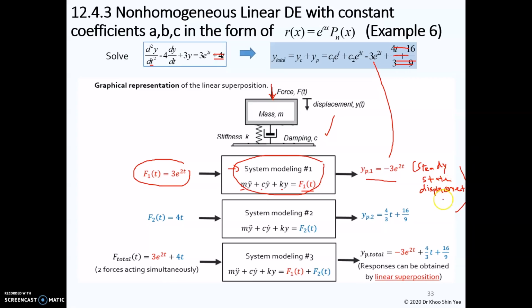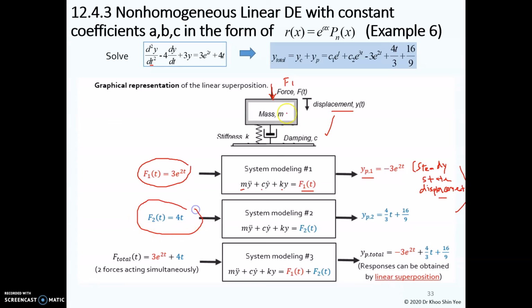Steady state here means the displacement will continue to occur as long as the force is continuously applied to the system. On the other hand, if you apply the second force equal to 4t only, then the corresponding yp2 will be equal to this. So you can see that if you apply force 1 to the system, then the system will experience the displacement yp1. If you apply force 2 to the system, then the system will experience displacement yp2.